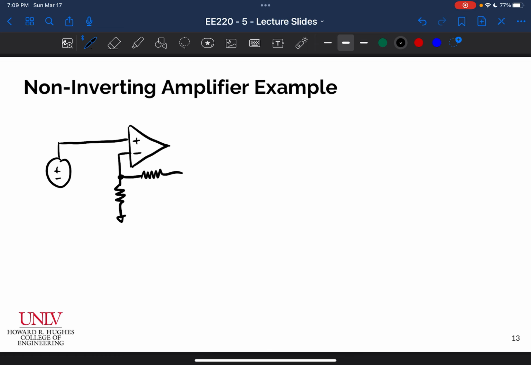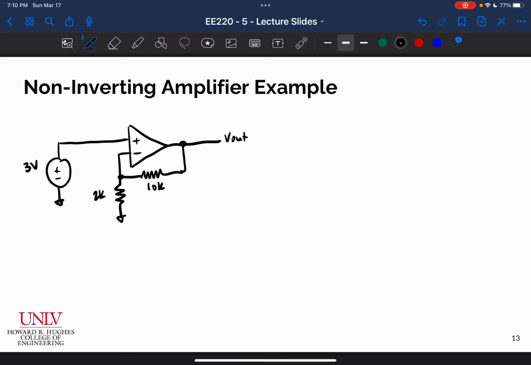This is another way to draw the same circuit that we saw in the previous slide, where this is Vout, obviously. I've got my input signal connected to the plus terminal, and my feedback network is connected as such. I'm going to call this a 2K resistor and a 10K resistor, and let's put a 3-volt source here, and let's solve this circuit.